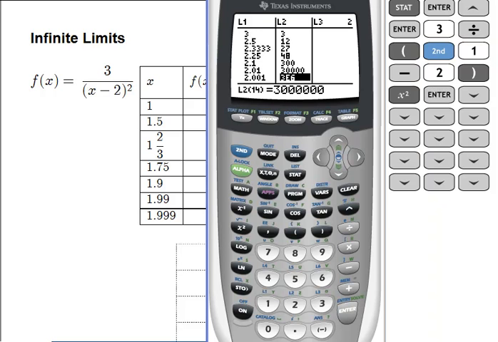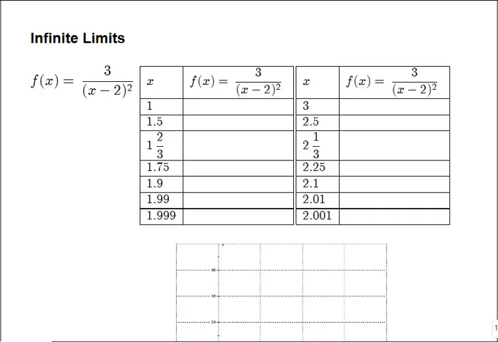So if we pull up our chart and just write in those numbers that we were just looking at: 3, 12, 27, 48, 300, 30,000, and 3 million. And it was the same for these other y values coming from above 2.